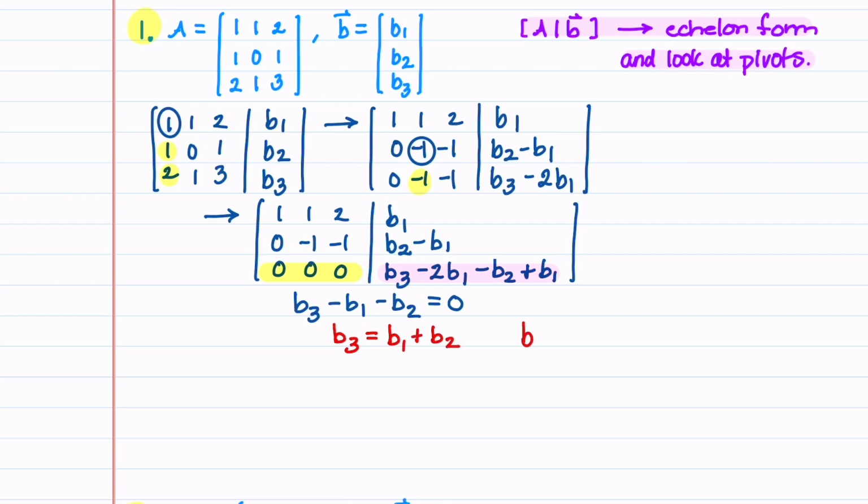We can think of our B as looking like this. We would have B1, B2, and then instead of having any B3, we would be restricted to having our B3 be B1 plus B2. That's why for this example, we don't get a solution for all B. We only get a solution for B that is in this form. We can also think about this geometrically, and we can view this equation as a plane, so our only solution will be in that plane.